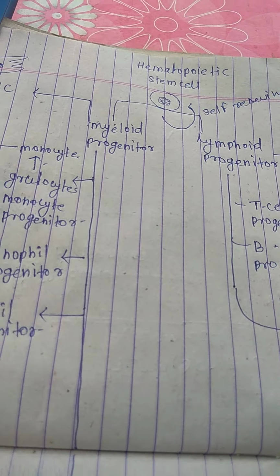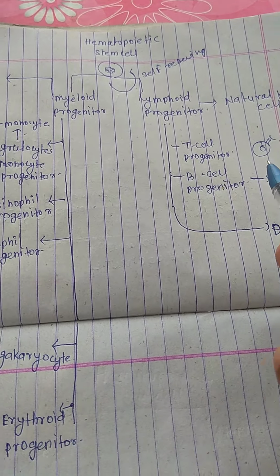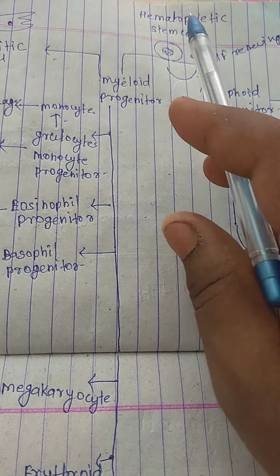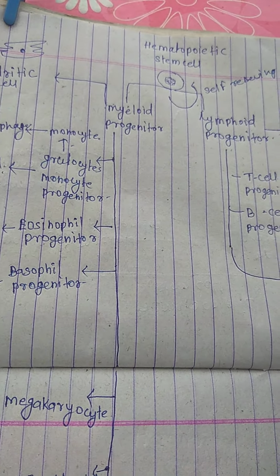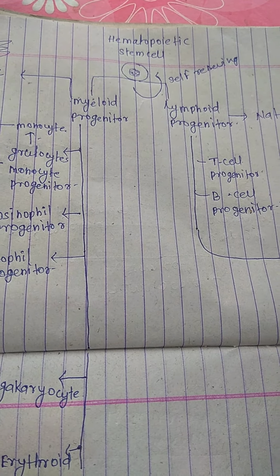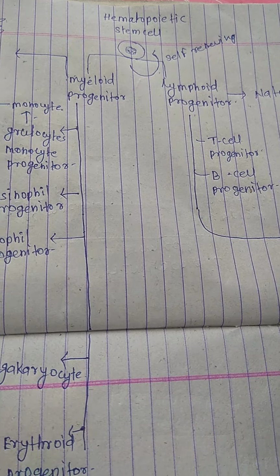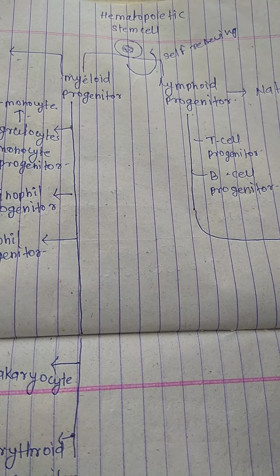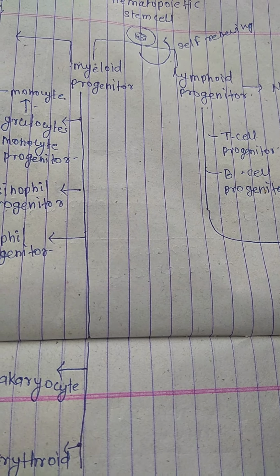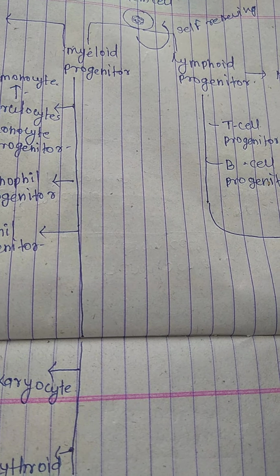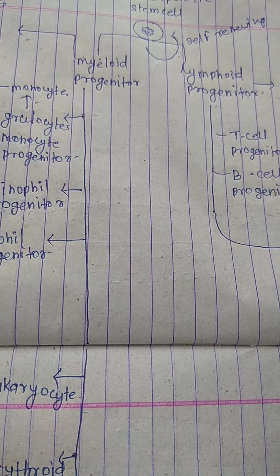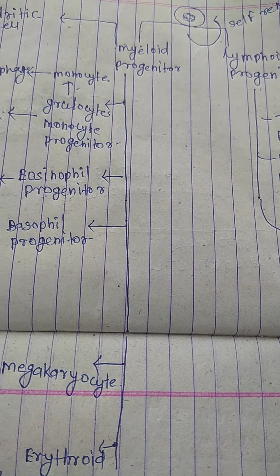Today I am going to start the first chapter, hematopoiesis. First of all, what do we mean by hematopoiesis? Hematopoiesis means formation of all types of cells such as WBC, RBC, dendritic cells, natural killer cells, etc.